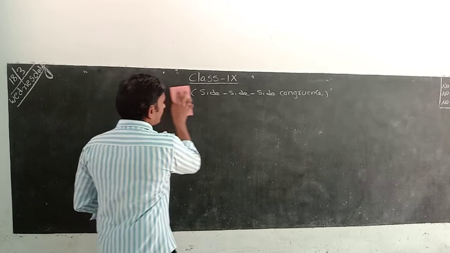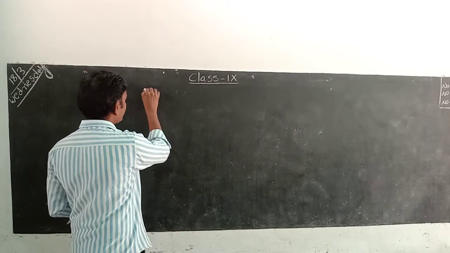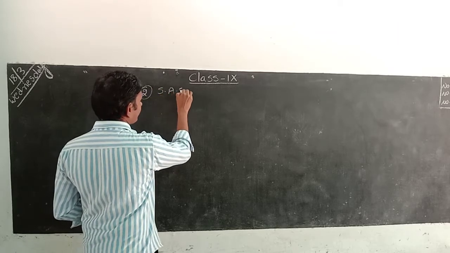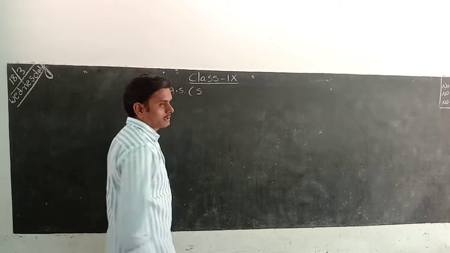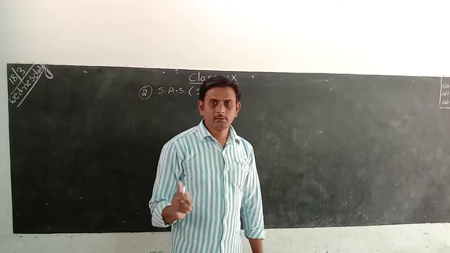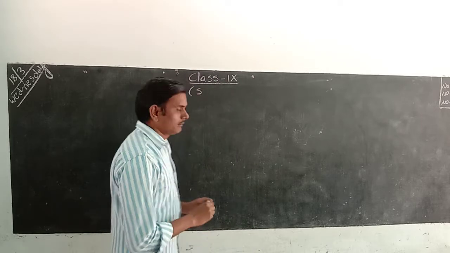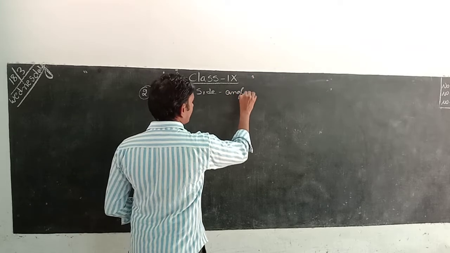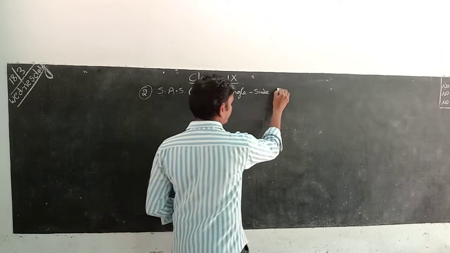What is the second one? The second one is SAS congruence. SAS: we have to remember S for side and A for angle. Side, angle, side congruence, or criterion, we can call it.